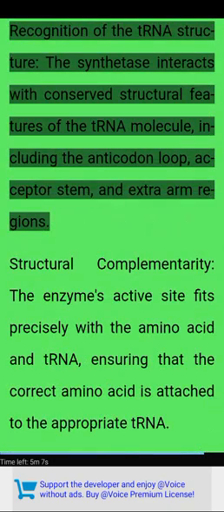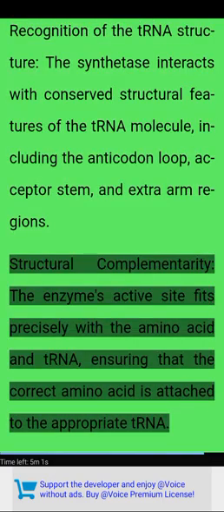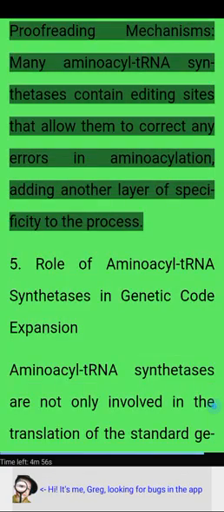Recognition of the tRNA structure. The synthetase interacts with conserved structural features of the tRNA molecule, including the anticodon loop, acceptor stem, and extra arm regions. Structural complementarity. The enzyme's active site fits precisely with the amino acid and tRNA, ensuring that the correct amino acid is attached to the appropriate tRNA. Proofreading mechanisms. Many aminoacyl tRNA synthetases contain editing sites that allow them to correct any errors in aminoacylation, adding another layer of specificity to the process.